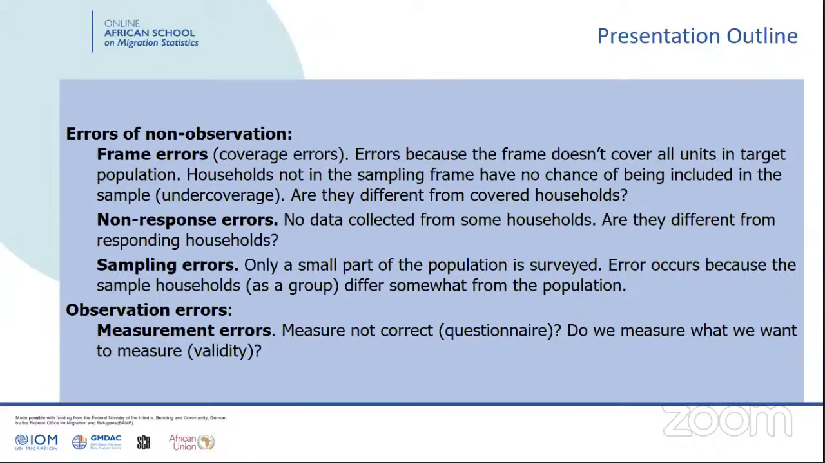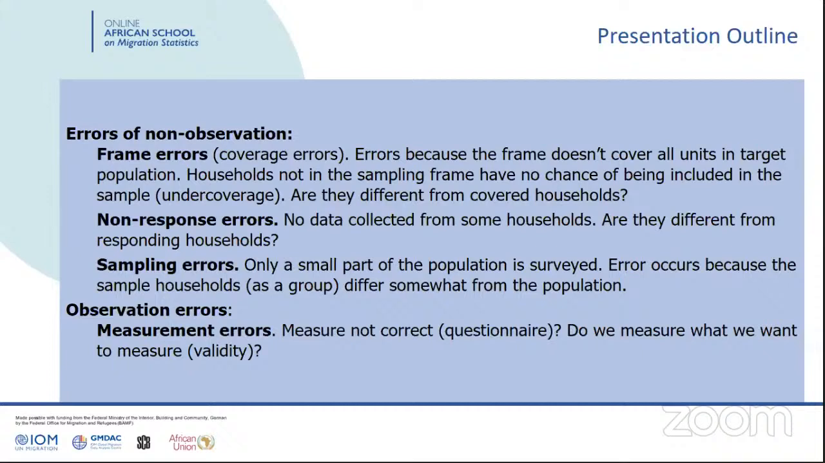In household surveys, household budget surveys I should say, you very often find that very rich households refuse to participate in the household budget survey. If that is the case, you do have a problem, because those households are definitely different from the households you get into your survey data. So you have to do something there.